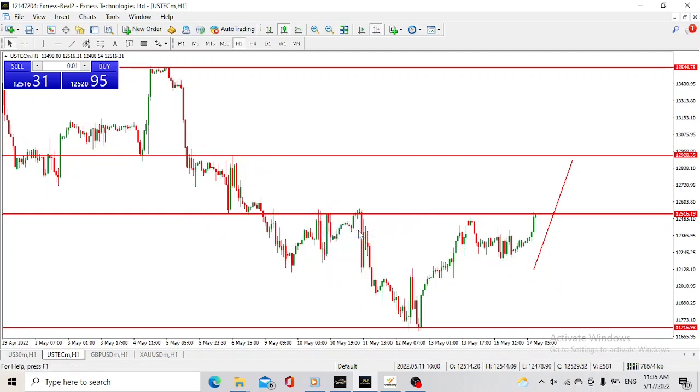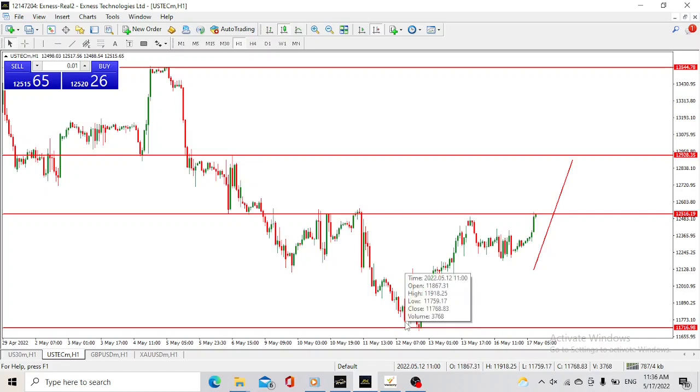We are done with the first reversal pattern, which was the head and shoulder. Now we are going to the market structure. How can I say this? Usually, as you can see, the market broke this level here, came back and retested it one, two, three times, and after retesting, it shot to the downside.